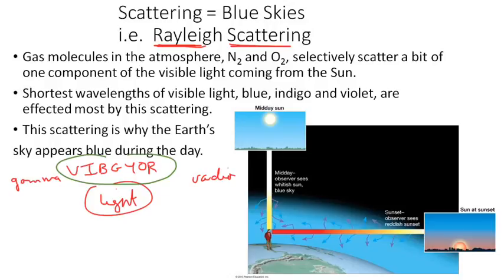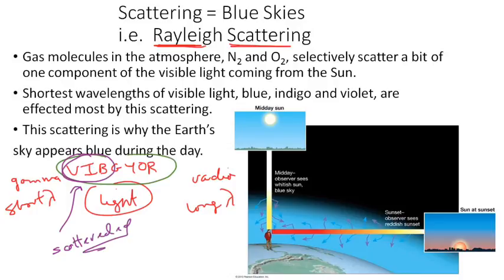Specifically, this is short wavelength, and this is long wavelength. If we look at the shortest wavelengths over here, the BIV, the blue, indigo, violet, these are scattered by the Earth's atmosphere, the nitrogen and the oxygen in Earth's atmosphere. Scattered, you got the idea.